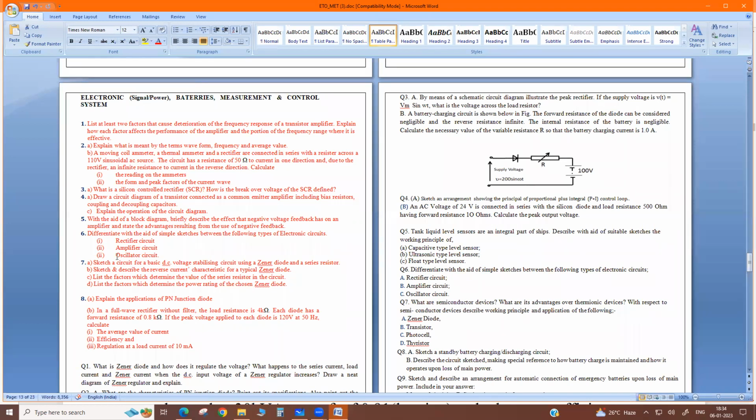And this amplifier circuit, oscillator and rectifier. Then this Zener diode, already I put some notes here. Yes sir, Zener diode got it. Rejection diode, and then this rectifier question already we put. Then this amplifier and frequency range also.